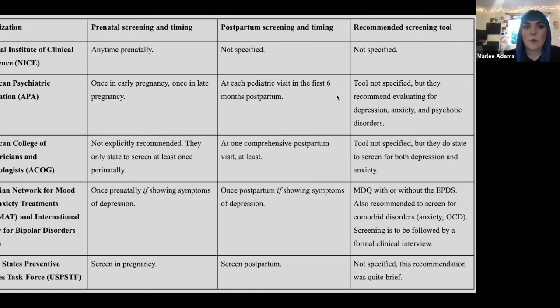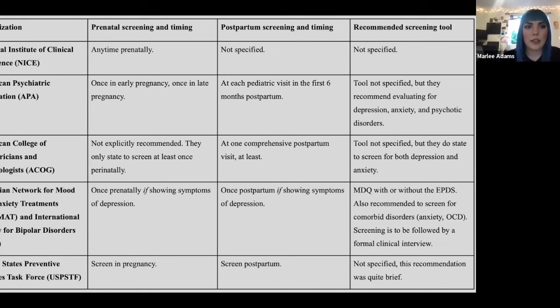So this is a table I created for my project about different organizations' screening guidelines and recommendations. Basically, the overall of this is that they're not great. There's not a lot of clarity or agreement between when we should be screening or with what. Some of them are more ambiguous than others. For example, the National Institute of Clinical Excellence only says to screen at some point prenatally. They don't specify about postpartum screening, and they don't even say what tool to use. Similarly, at the bottom here, the USPSTF says screen in pregnancy, screen postpartum, and again, they don't care what tool you use.